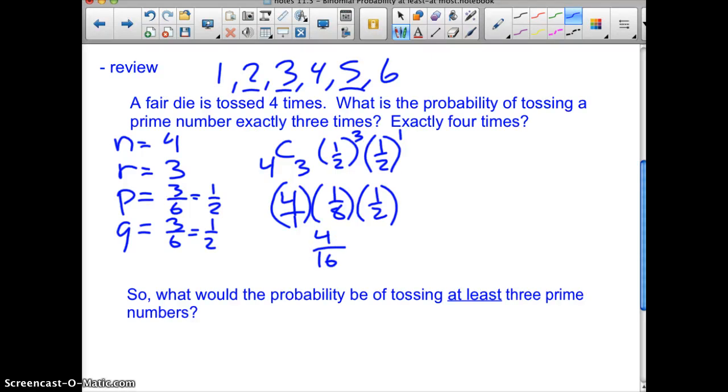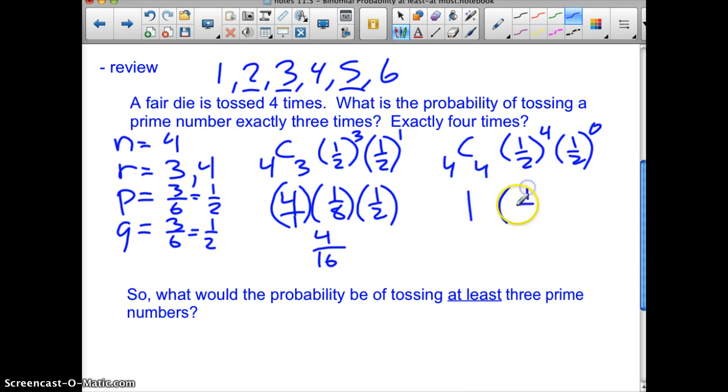All right, exactly 4 times. Well, the only thing that changes is my r becomes 4. So I could do everything the same except where the number of successes was 3, I now want it to be 4 successes. And if I have 4 successes in 4 tries, then I'm going to have 0 failures. So 1, 1/16, and 1. All right, so that comes out to 1/16.